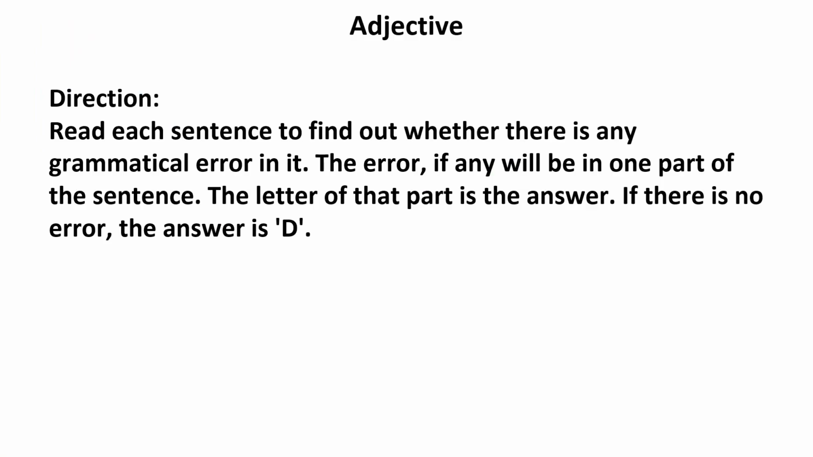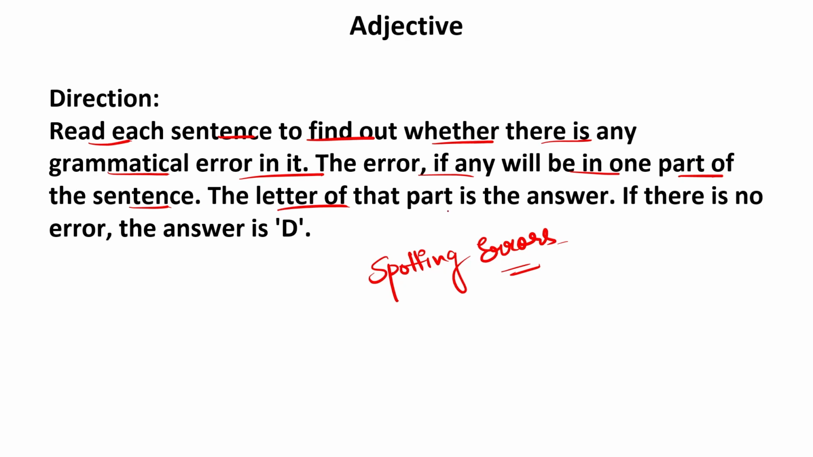The questions which we have to do in this session are spotting errors. The direction for these questions are: read each sentence to find out whether there is any grammatical error in it. The error, if any, will be in one part of the sentence. The letter of that part is the answer. If there is no error, the answer is D. So we will be given a sentence of which some parts have been made. We have to select that particular part that contains the error. This is a grammatical error depending on adjective. So now let's begin the questions.